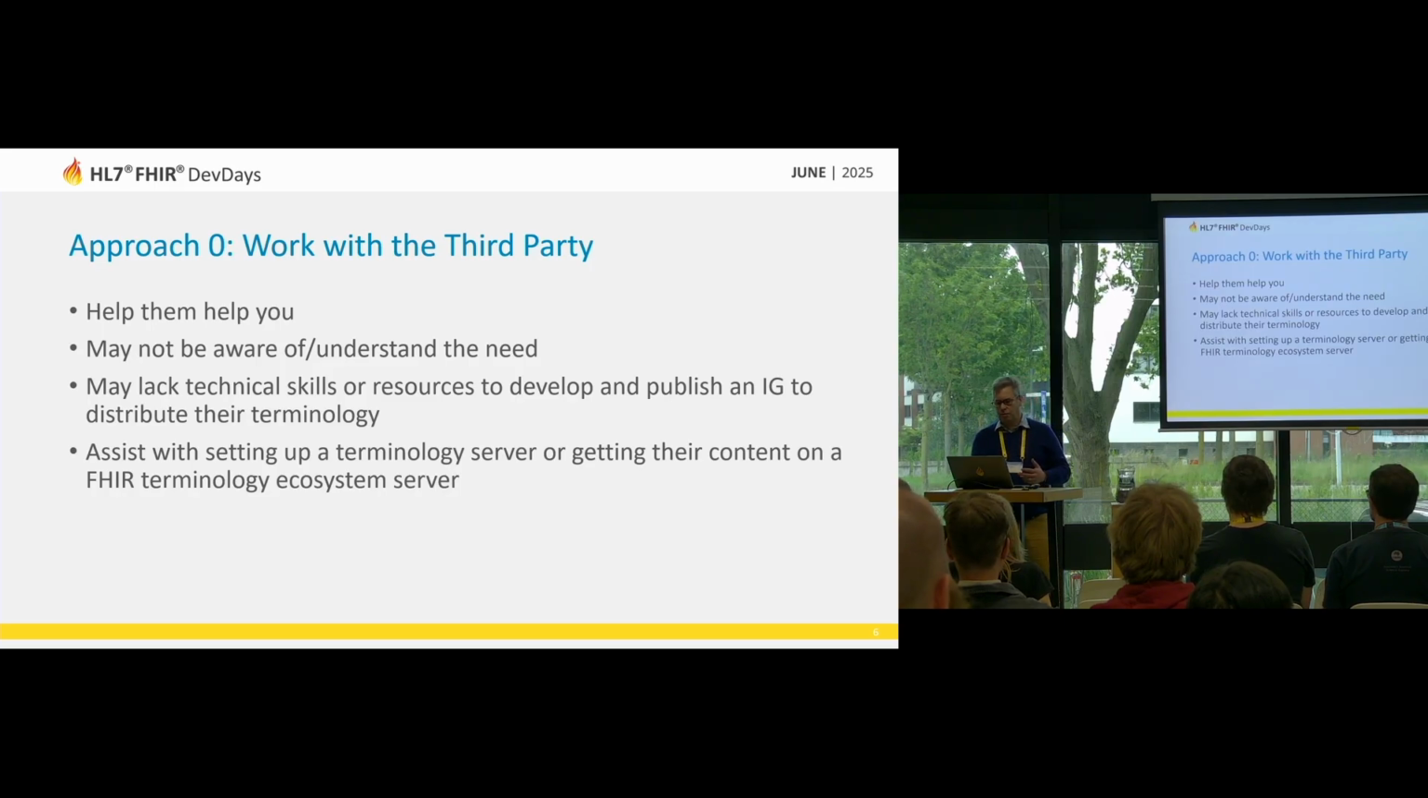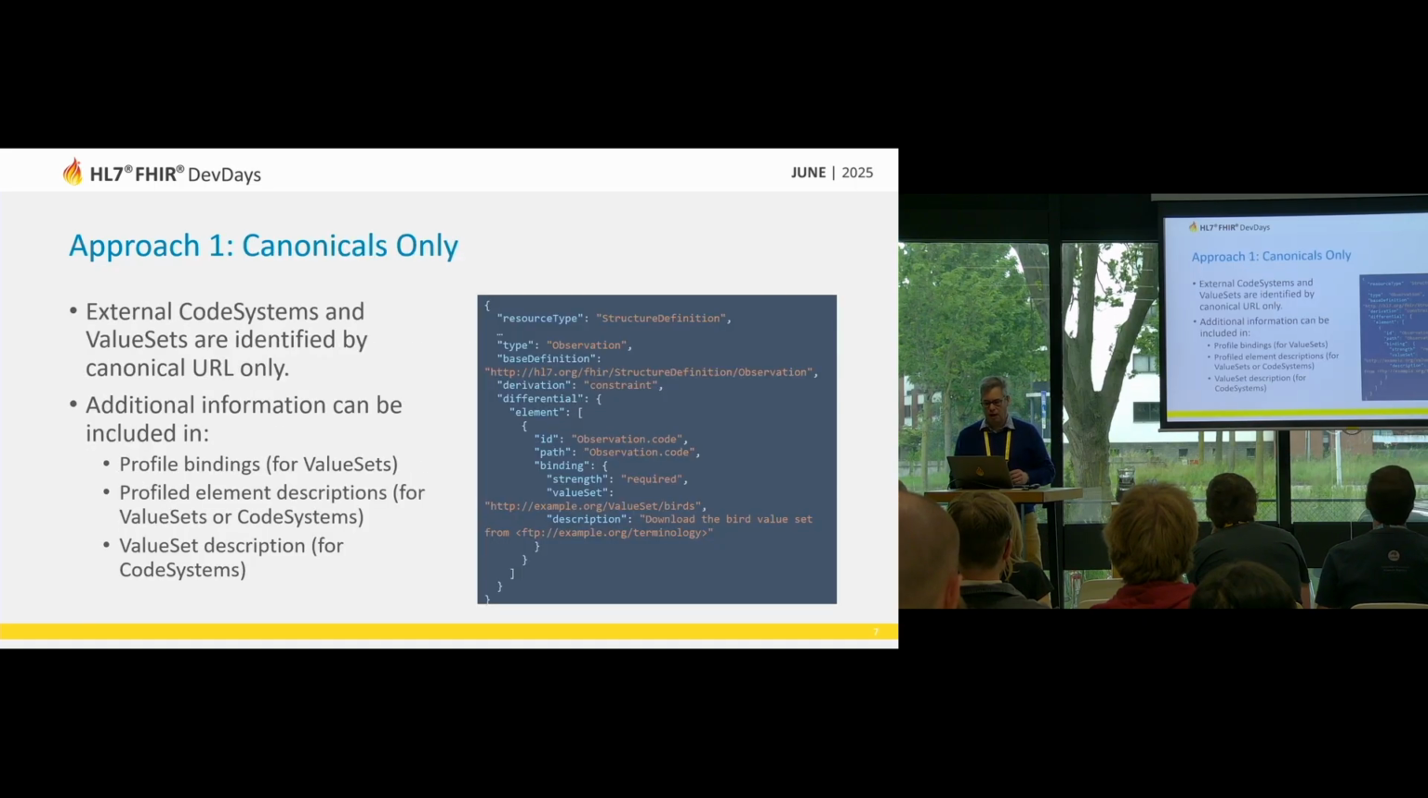Maybe they need a little assistance developing an IG or loading their content onto a terminology server. While working with the third party, not only do you win by making the terminology available, but you're bringing the publisher deeper into the FHIR community. But what happens when working with the third party isn't an option? The default approach in many cases is to just use the canonical URL for the external code system or value set.